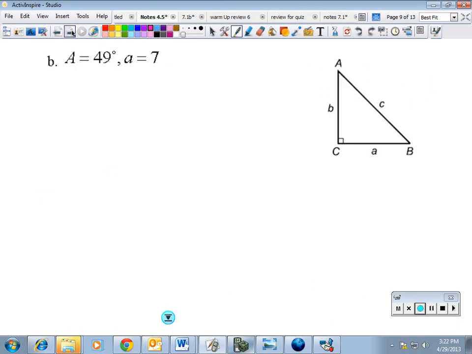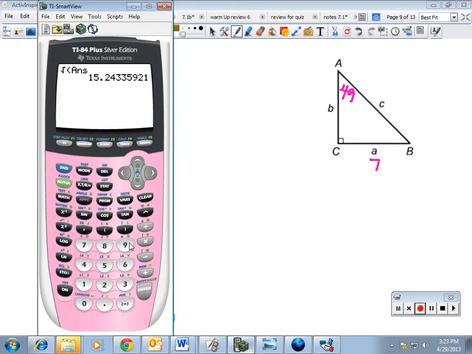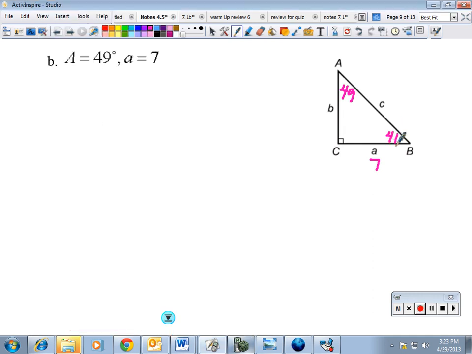Let's do it again. This time A is 49, little a is 7. Add them up, subtract from 180, and you get 31. I'm not sure. 90 minus 49, 41. Okay, this time I'm going to label my triangle based on A. That's going to be my theta. So this time is my opposite, my adjacent, and my hypotenuse. So let's say I want to find my hypotenuse this time. I'm just arbitrarily choosing one. It does not matter.